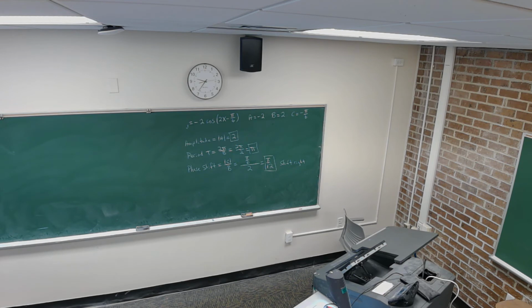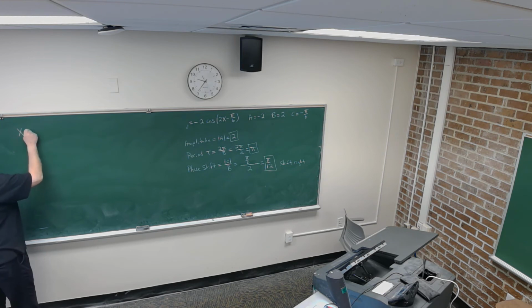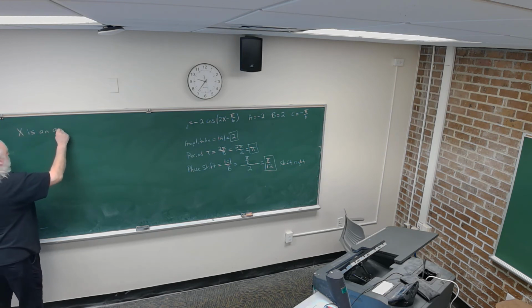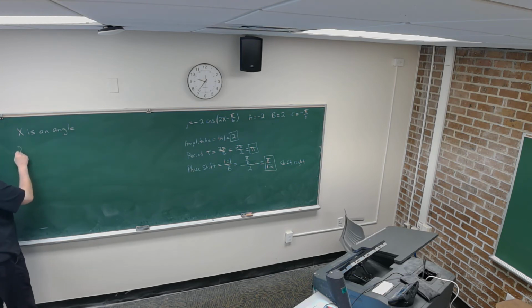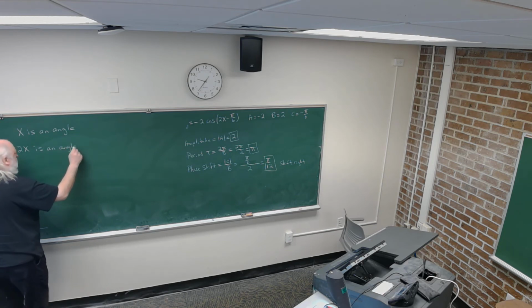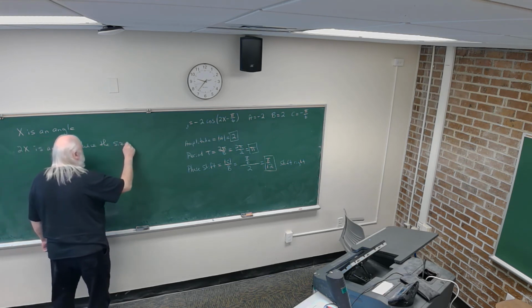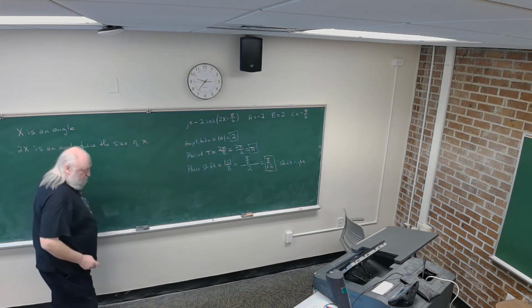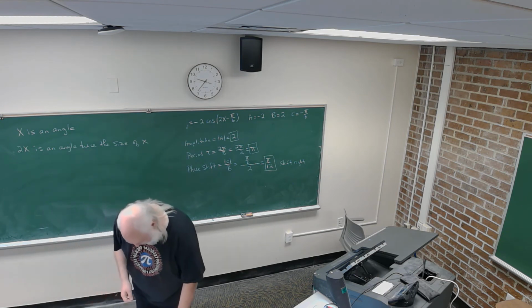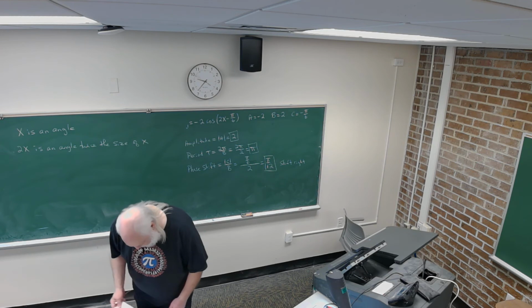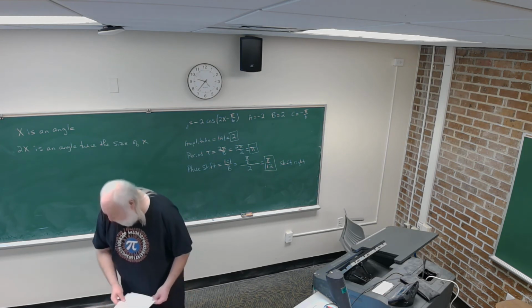In the double angle formulas, the first one we have is the sine of 2x is equal to 2 times the sine of x times the cosine of x. What you should note is that x is an angle and 2x is an angle twice the size of x. Okay, that's how you should interpret these things. x is an angle, and 2x is an angle twice the size of x.